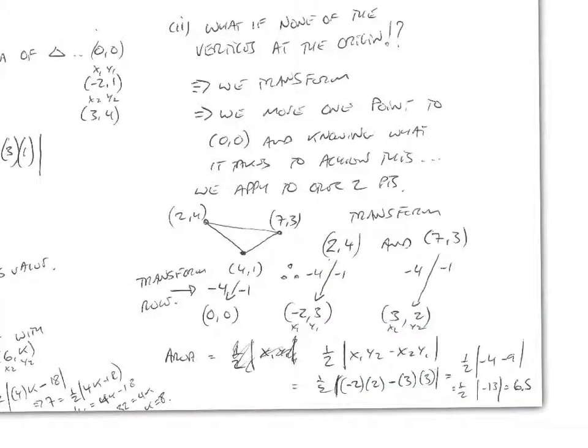But what if none of the vertices are at the origin? We can't use the formula unless one of the vertices is at the origin. So we have to transform or move the whole triangle so that one point is at 0, 0. And knowing what it takes to move one point, we apply this to the other 2 points. So look at this triangle here, with 3 points at 2, 4, 7, 3 and 4, 1. Let's transform or move the point 4, 1 down to 0, 0.